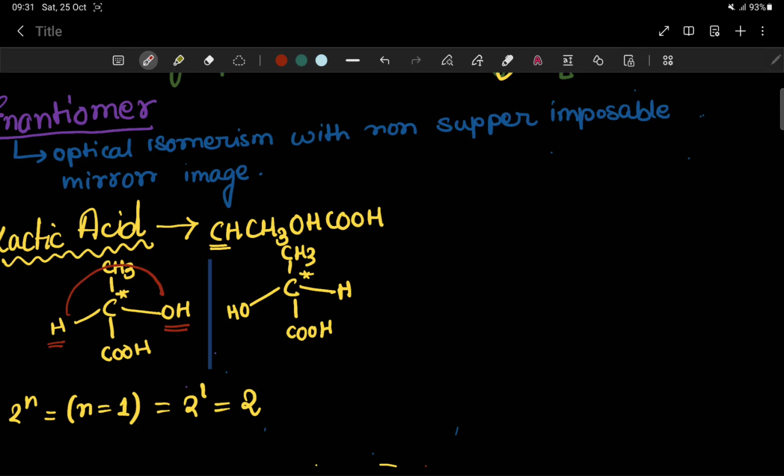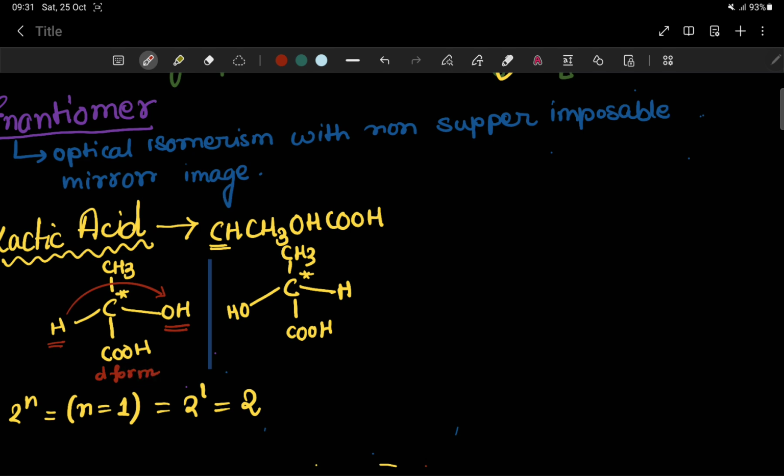It is coming to be, you will go from this direction, and this is our clockwise direction. Fine. So this is called what? Dextrorotatory. This is our D form. I am writing it for you. It's our D form.